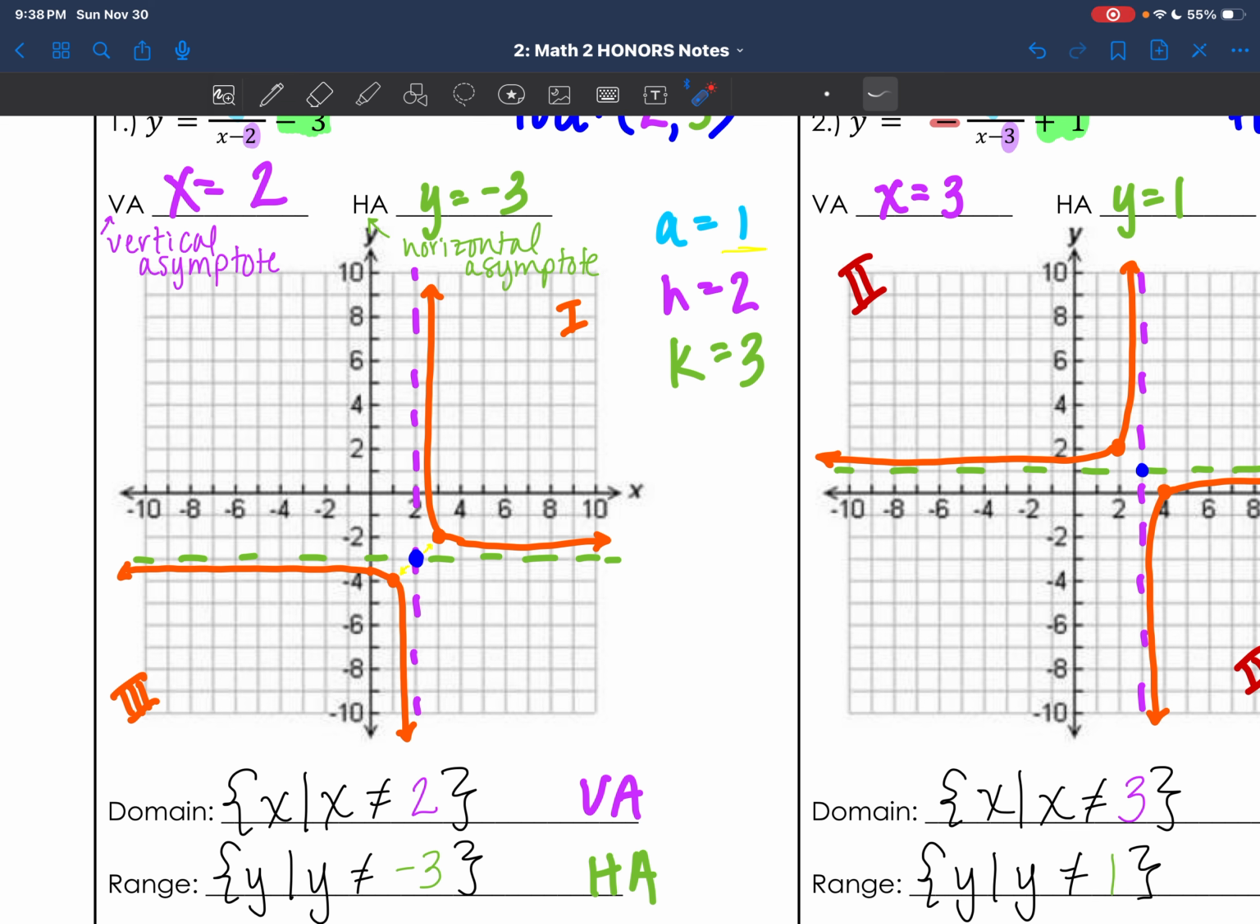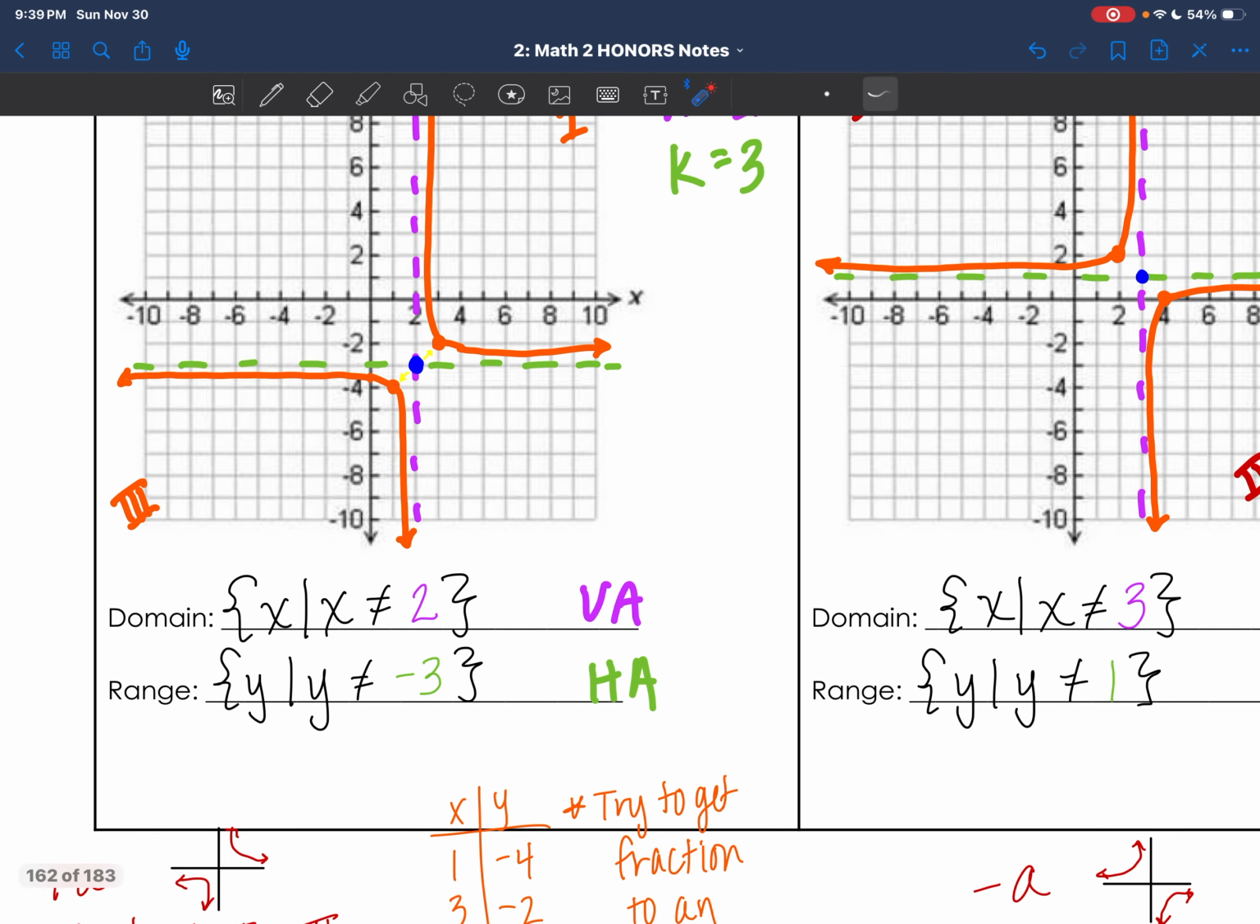All right, but before we get to actually graphing the branches, domain is pretty easy. It's your vertical asymptote, so X such that X is not equal to 2, and we put that in set notation with the curly brackets. Go ahead and do the set there. All right, and then range is going to be Y such that Y is not equal to -3, and that's your horizontal asymptote.